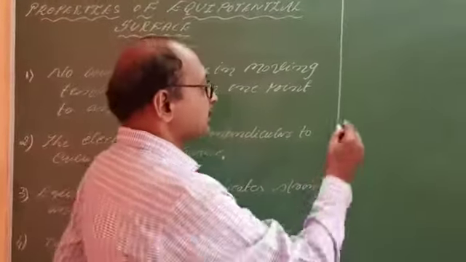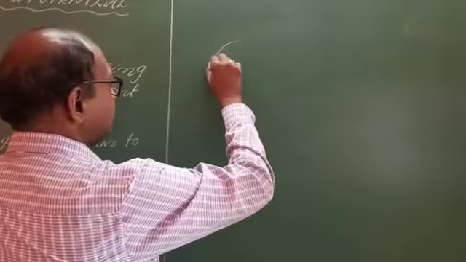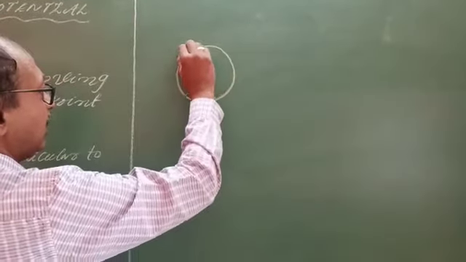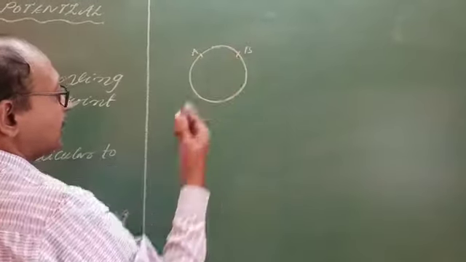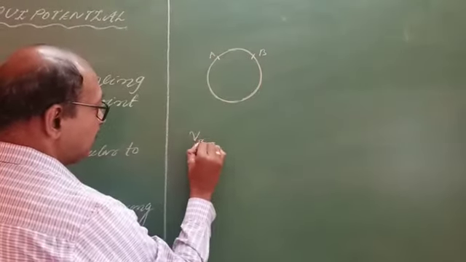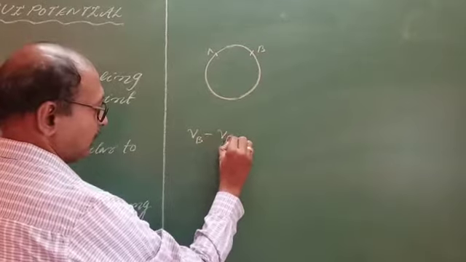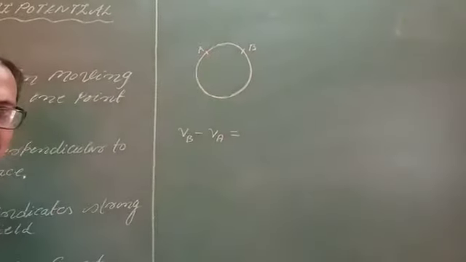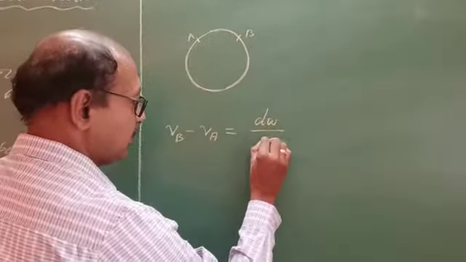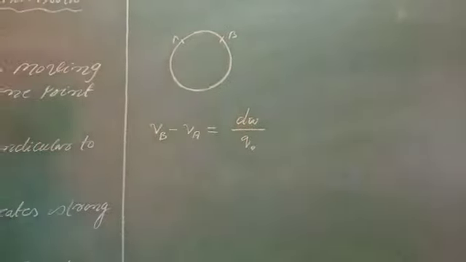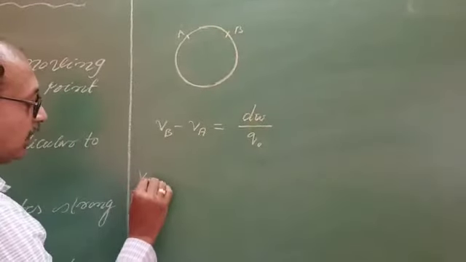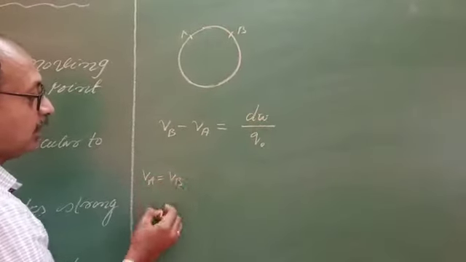Let us consider here is a surface. Here is one point A and here is the point B. So the potential at the point B minus the point A is equal to the work done, that is dW divided by Q naught. In this particular case, VA is equal to VB, then both will get cancelled.